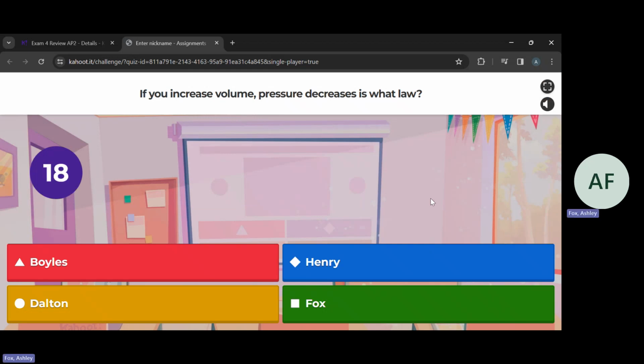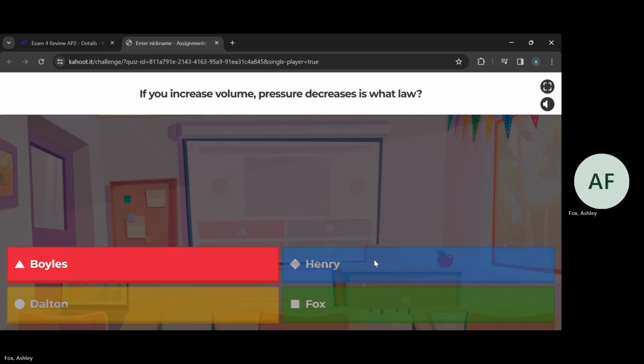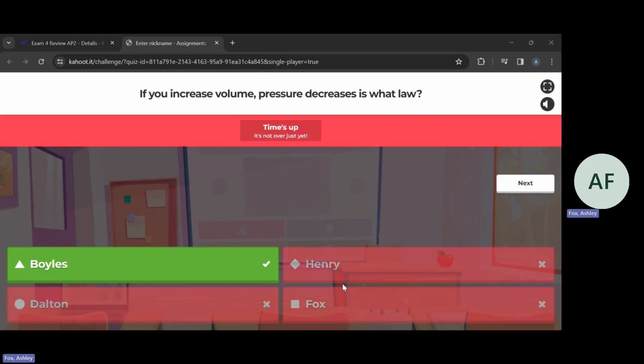If you increase volume, pressure decreases. What law is this? Boyle's, Henry's, Dalton's, Fick's? This is Boyle's law, so I'm going to switch screens.